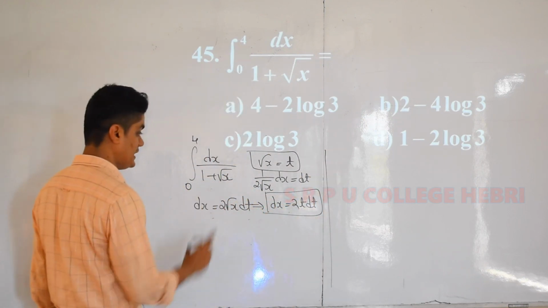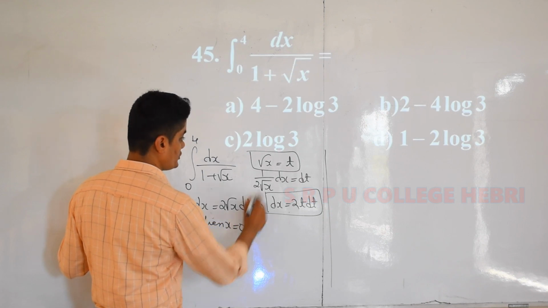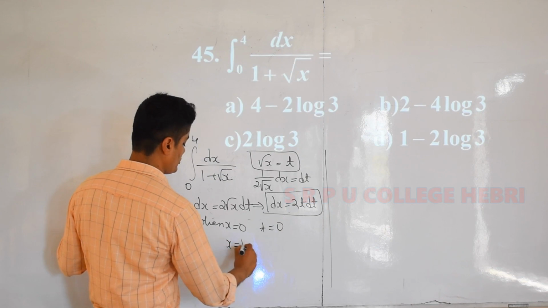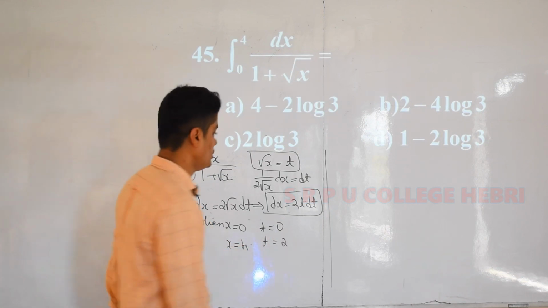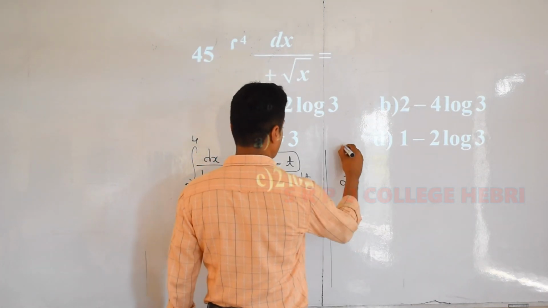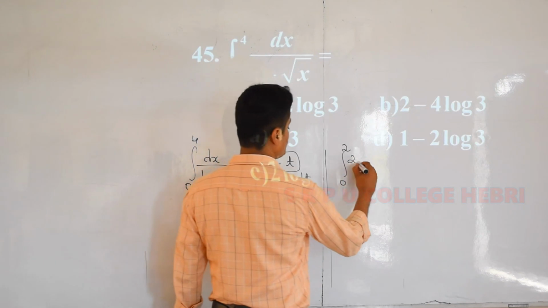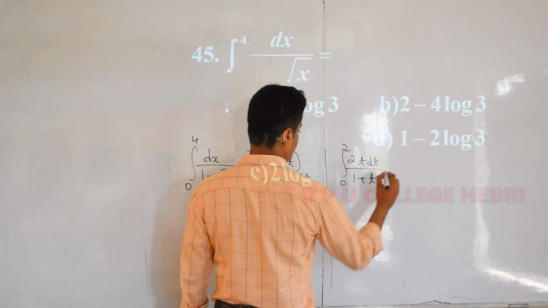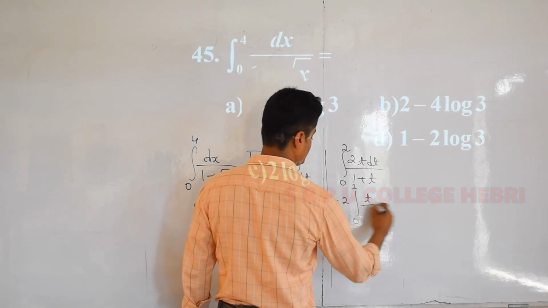Check one more thing, the limits. When x is equal to 0, t is equal to 0, since root of 0 is 0. When x is equal to 4, t is equal to root 4, which is 2. So the given problem is equivalent to the integral from 0 to 2 of 2t dt divided by 1 plus t. So this 2 will come out. I hope you know this integration.